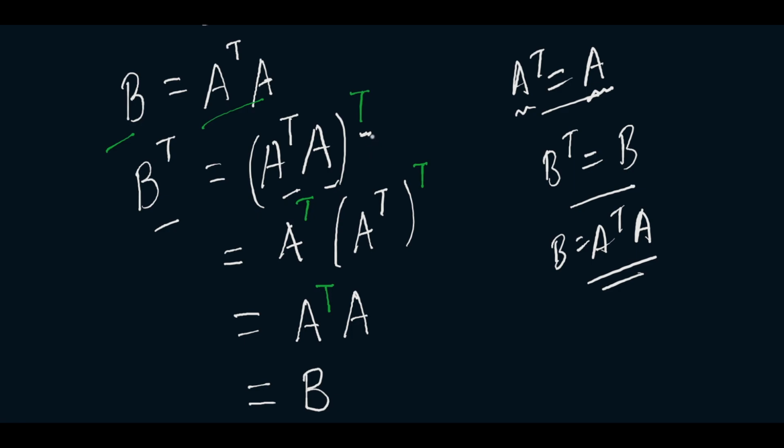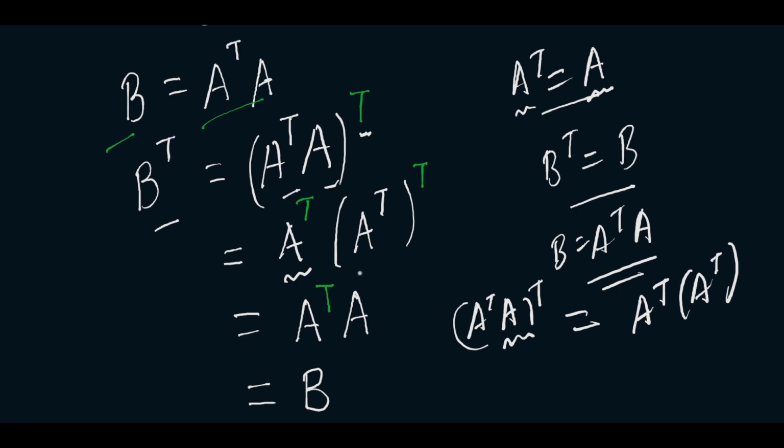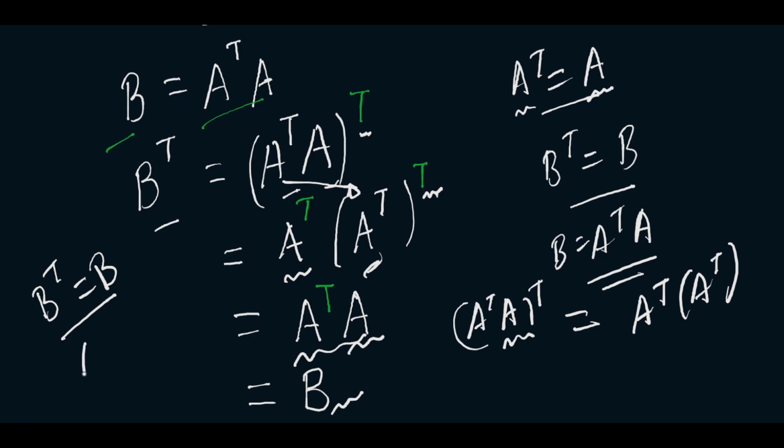Now when you apply the transpose on a multiplication, the order of multiplication changes. So A transpose will come first, and the second element will be the transpose of A transpose. Now this A transpose is our this, and we apply transpose to it. The transpose of a transpose gives the same matrix. So it is again A transpose A, which is B. So our B transpose is equal to B. This proves that A transpose A is always symmetric.